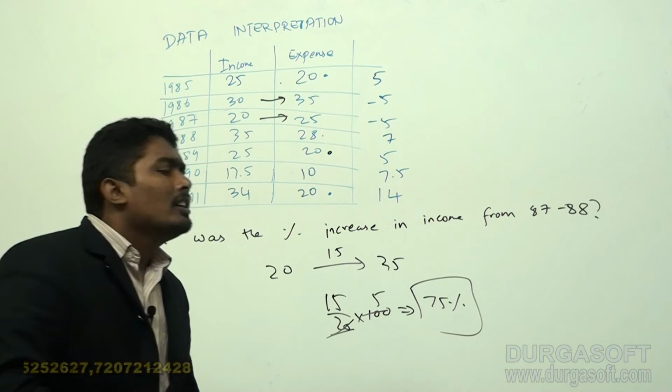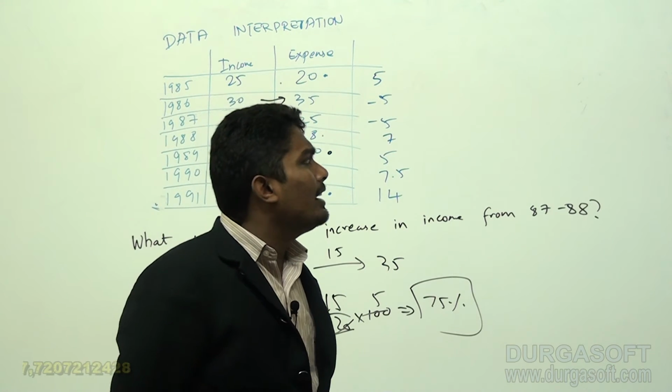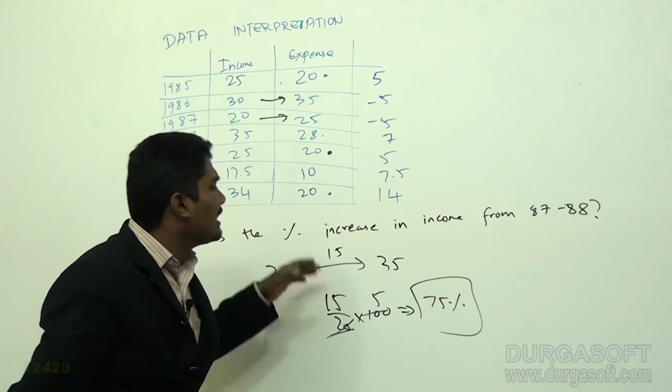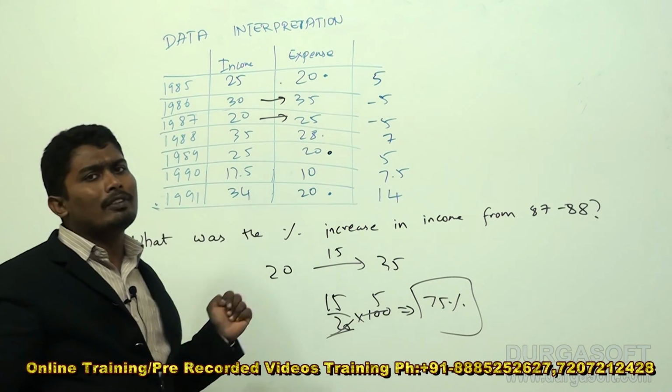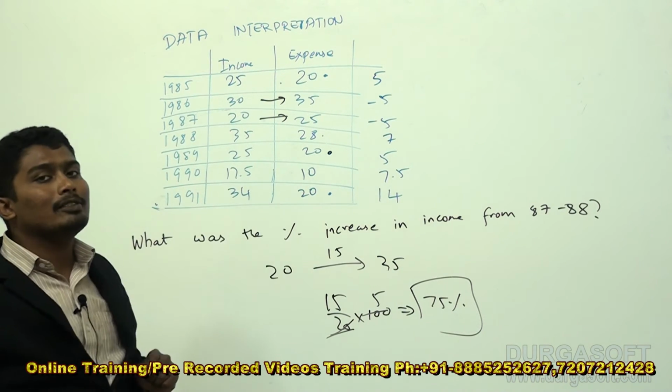If you see a bar chart or a line chart, whatever the chart may be, if you represent it as a table, the calculation will become easier for you. The reason is that when you represent it as a table, you don't have to search for the values again.